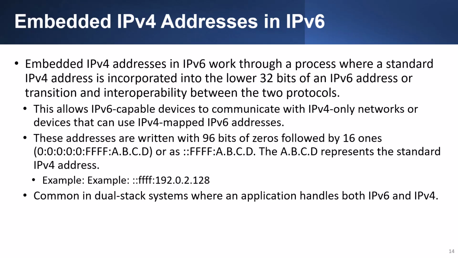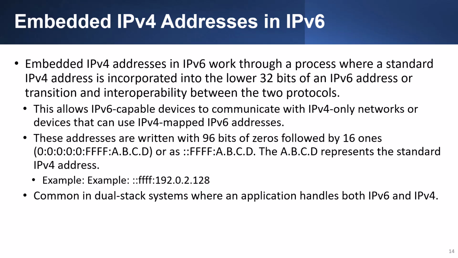Embedded IPv4 addresses in IPv6 work through a process where a standard IPv4 address is incorporated into the lower 32 bits of an IPv6 address, for transition and interoperability between the two protocols. This allows IPv6-capable devices to communicate with IPv4-only networks or devices that can use IPv4-mapped IPv6 addresses.